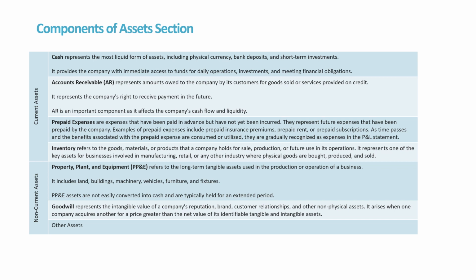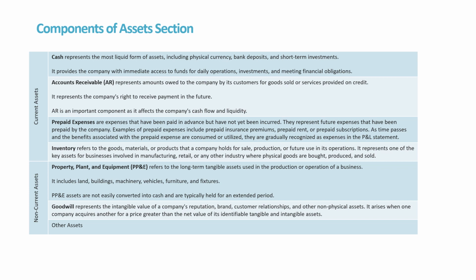Inventory refers to the goods and materials or products that a company holds for sale, production, or future use in its operation. It represents one of the key assets for business involved in manufacturing, retail, or any industry where physical goods are bought, produced, and sold. When it comes to non-current assets, these are assets that are not expected to be converted into cash or used up within a year. They typically have a longer-term nature and are essential for the ongoing operations of business.